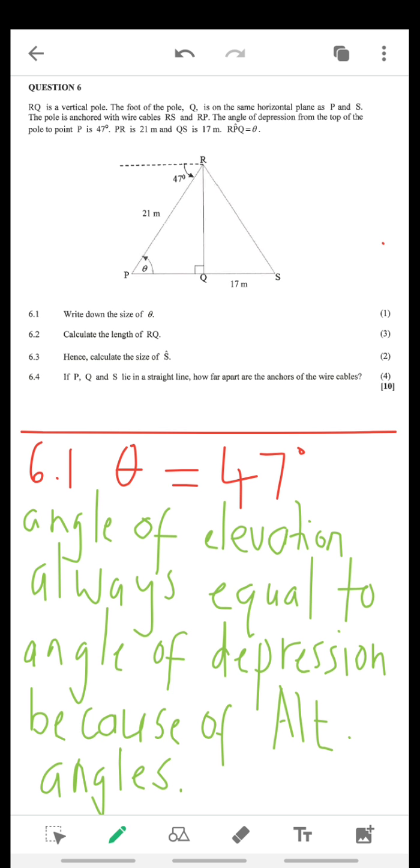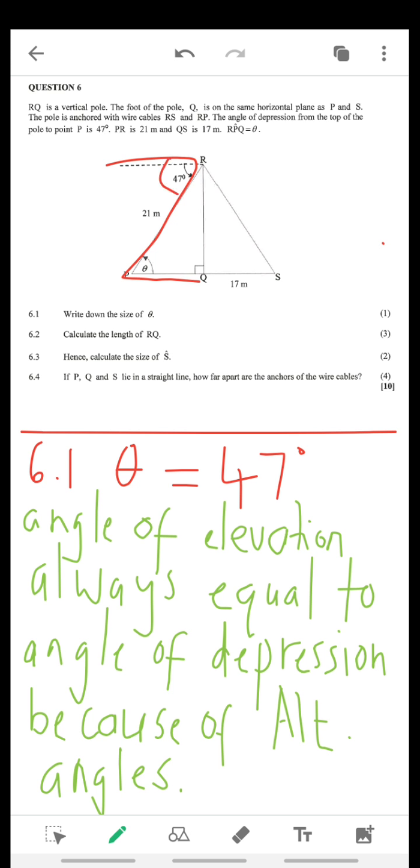I think they are shown on the diagram. RPQ, the angle between line RP and PQ is theta degrees. Okay, now let's see. What do we know about this? I think I'll be just giving a hint. What do we know about this?